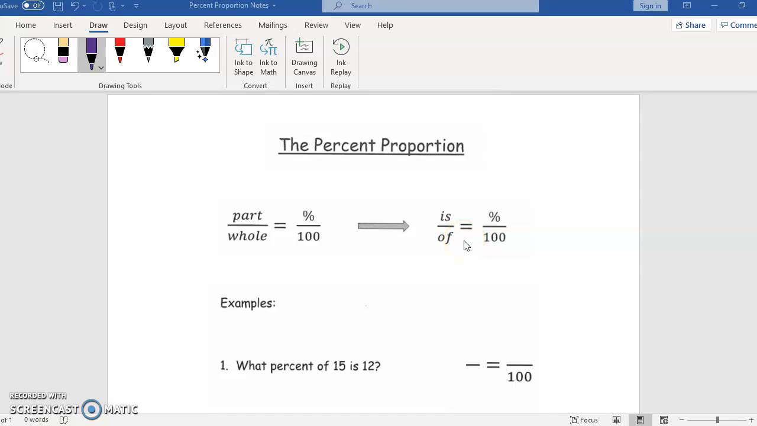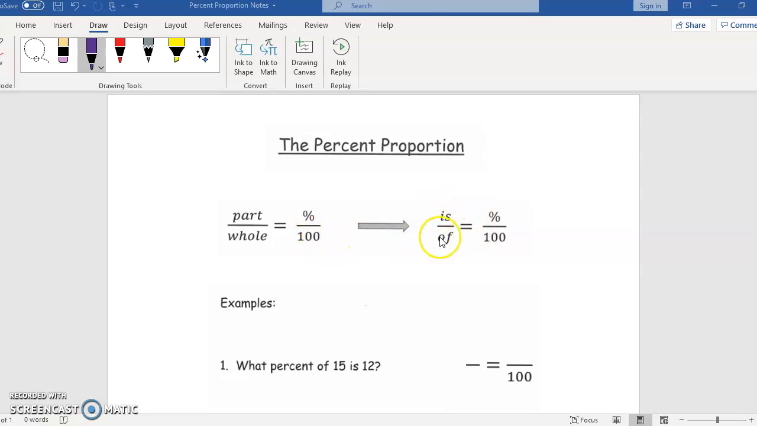We're going to talk about the percent proportion today. If you can see right here, this is the percent proportion. Remember, a proportion is two ratios set equal to each other. So we're going to take the part over the whole, and we're going to set it equal to a percent over 100. Remember, a percent means a number over 100, or out of 100.